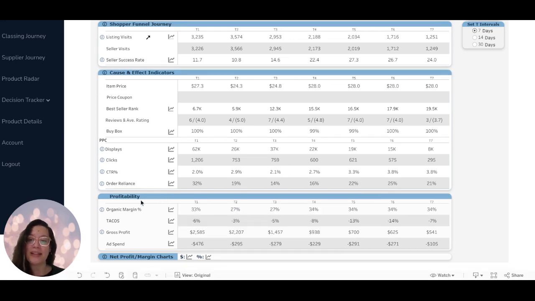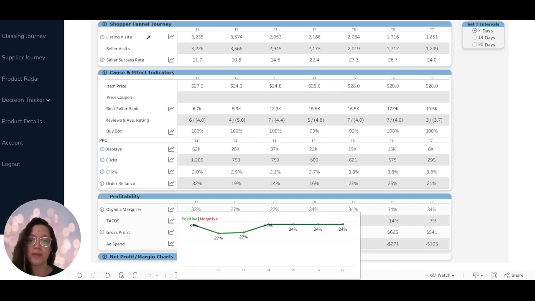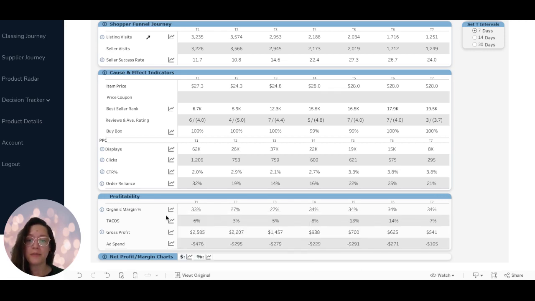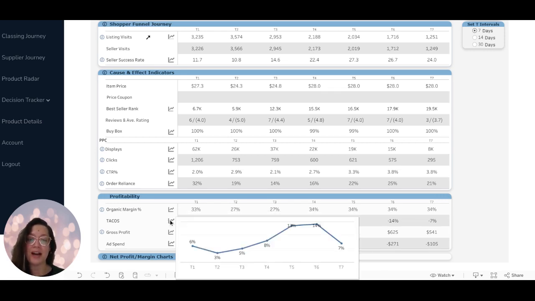And last but not least, we have profitability. Here we have the organic margin, which is the margin percentage before PPC. By hovering, we can see the organic margin on a time interval by time interval basis. Next, we have the tacos. By hovering over the graph, we can see this in graph form.